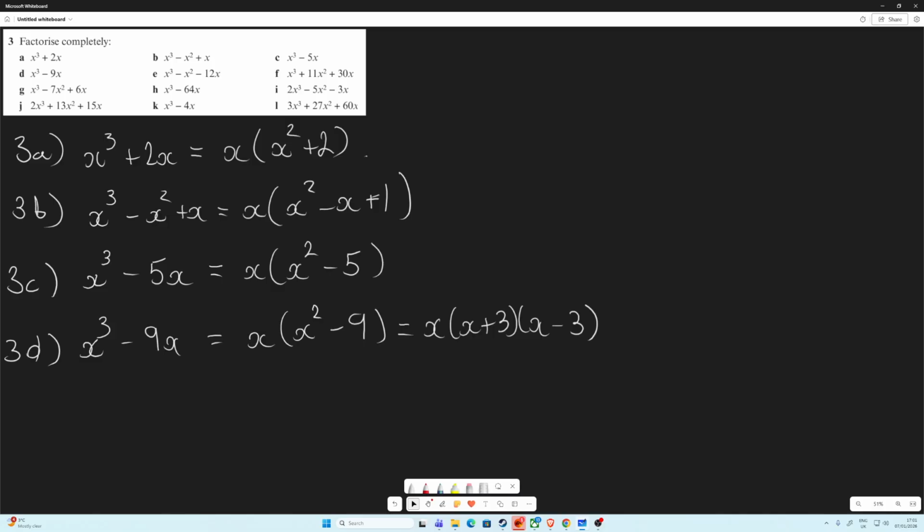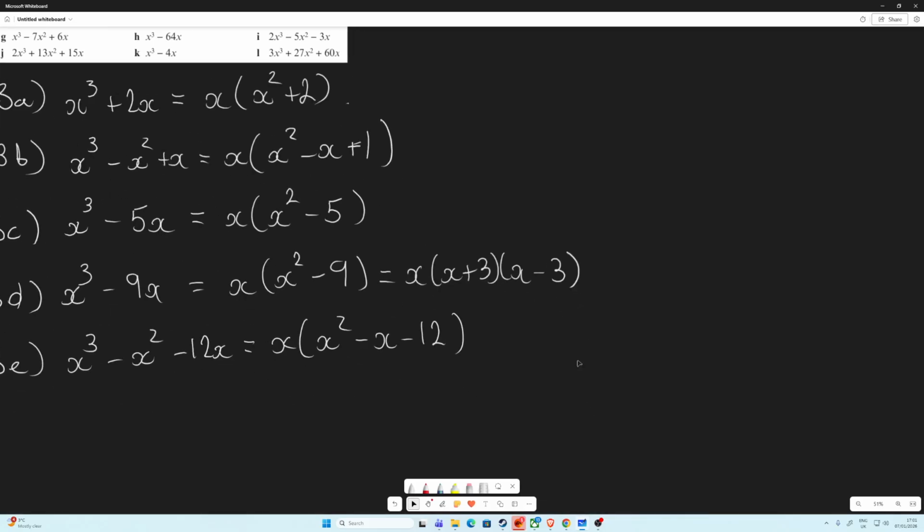Okay, 3e, x cubed minus x squared minus 12x. That's x times x squared minus x minus 12. Okay, here we'll take positive 3 and negative 4. So that's x times x plus 3, x minus 4.